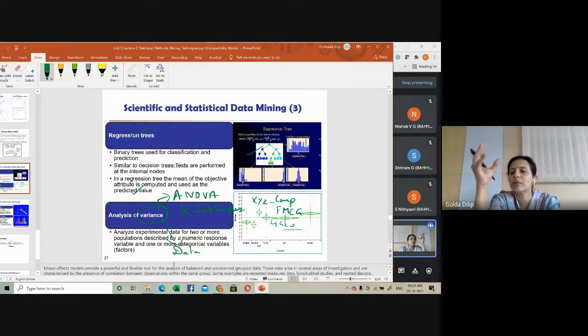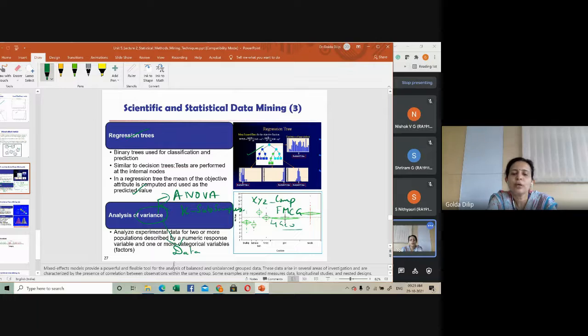Whatever it is, in our XYZ FMCG company case, the total variation present in the sample data will be partitioned into two categories. What are the two categories? Within the region, the sales variation and its magnitude, the deviation value that you get, will be compared on various aspects. And the second component is the variation between the different groups. So within-group variation and between-group variation will be compared on various aspects.